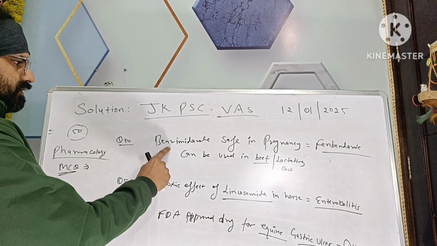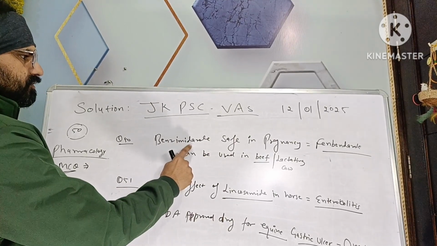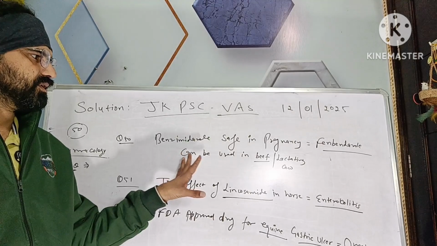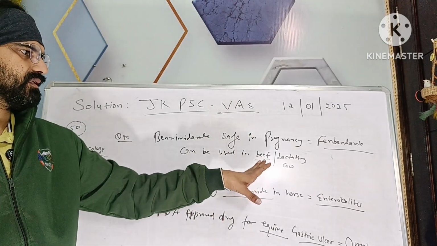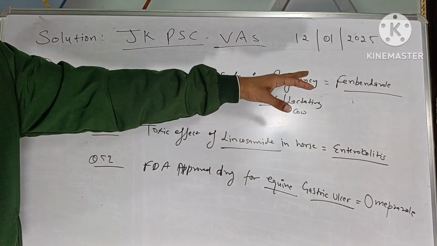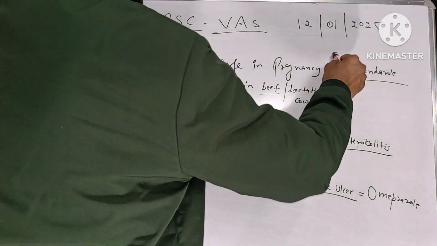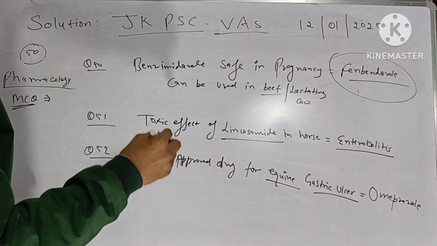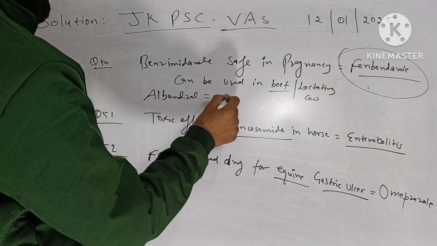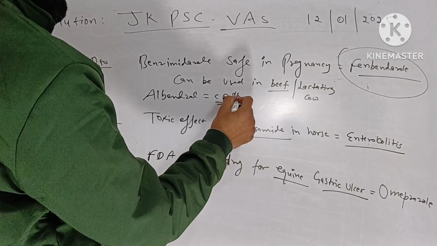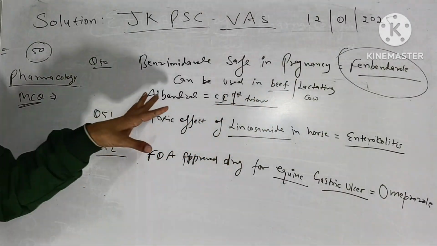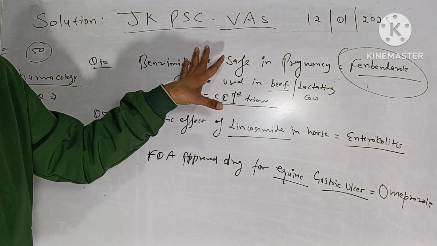Next MCQ is: which of the following benzimidazoles is safe in pregnancy, and can be used for beef, that is meat purpose, and lactating dairy cows? So this is very common, that is fenbendazole, because albendazole, as you know, is contraindicated in the first trimester because of some teratogenicity. So fenbendazole is the safest in pregnancy.